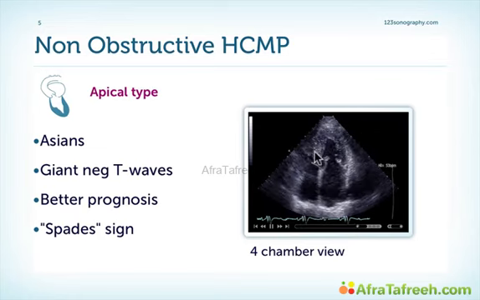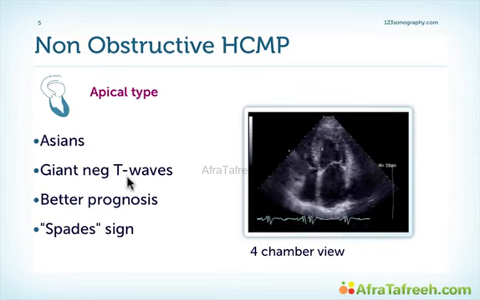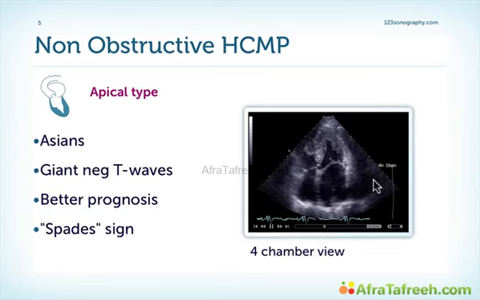of hypertrophy of the apex, where the ventricle has the shape of a spade. That's what we call the spade sign of apical hypertrophic cardiomyopathy. But again, note that we have significant left ventricular hypertrophy, which is more prominent the further we get to the apex.